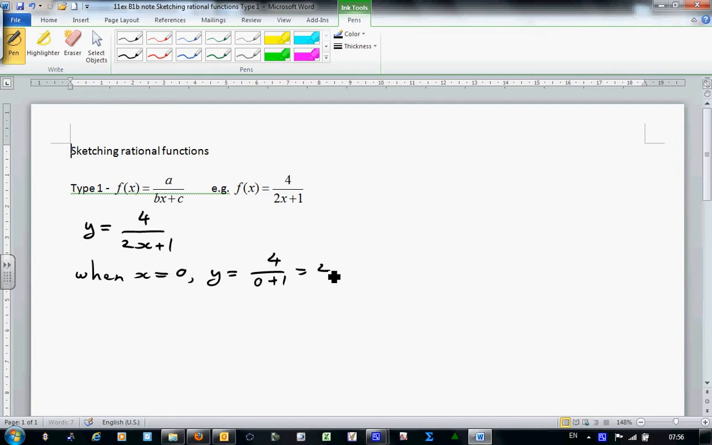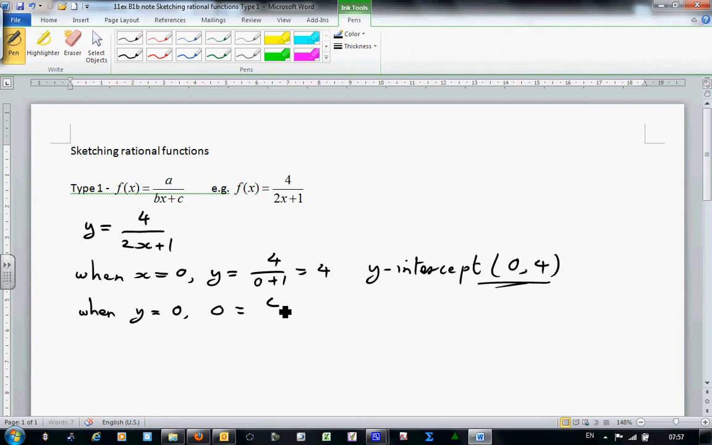So the y-intercept must be (0, 4). So we've got that as a result. Let's go with the x-intercept, which is when y equals 0. So when y equals 0, we have 4 over 2x plus 1.